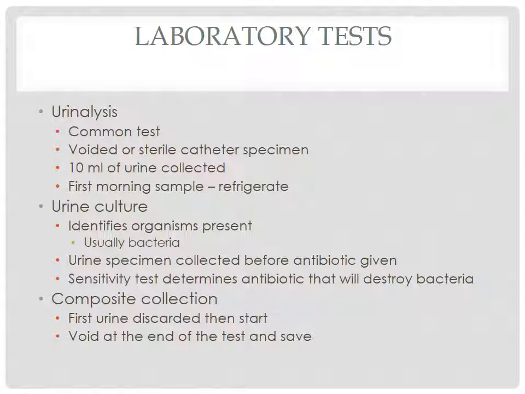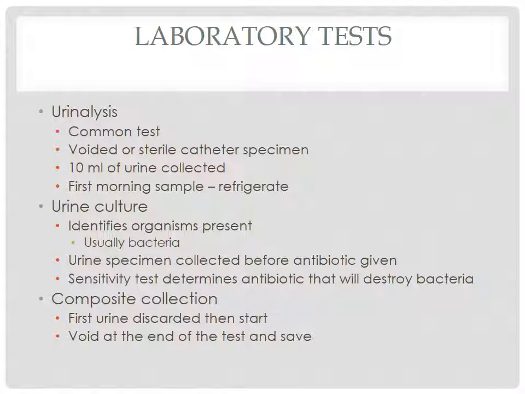For a urine culture, we want to make sure that the specimen is not contaminated, so proper collection is necessary. We want to identify organisms that may be present, usually bacteria. It's going to do a culture, and then a sensitivity added on will be helpful in determining what antibiotic will treat that bacteria. So when collecting a specimen for urine C&S, we want to make sure that we collect the specimen first, and give the antibiotic after. The specimen needs to be collected first.